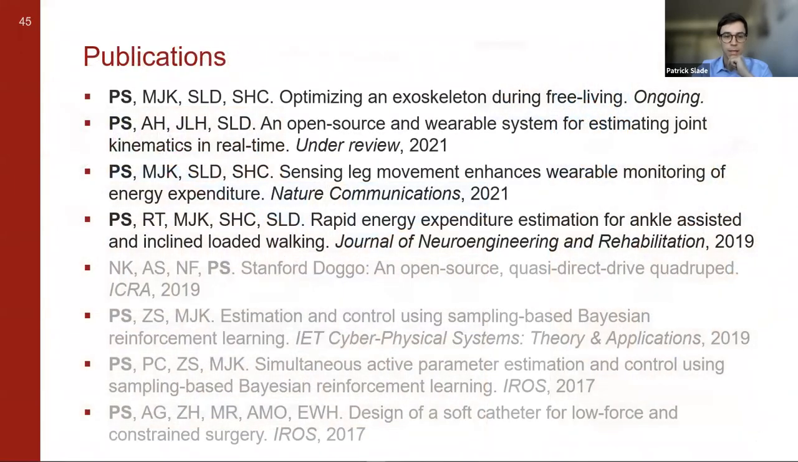So we talked about projects today related to my thesis, which are shown here in the darker color. And I worked on some other projects like Doggo, which we talked about, which are not part of my thesis, but are kind of faded here.